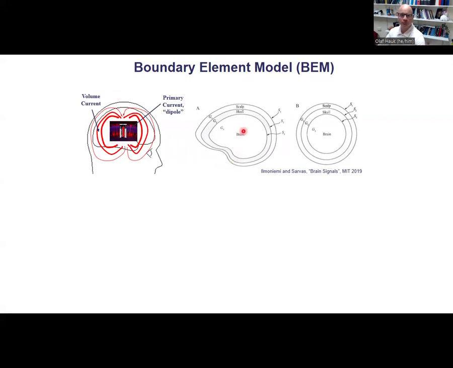In the boundary element approach, we assume that there are a few compartments which are enclosed within each other that have different types of homogeneous conductivity. Usually this is the brain, the skull, and the scalp. In this case, it looks a bit like a potato. It's supposed to look like a realistically shaped head. It could in principle be a spherical model as well, but at least that's the way we approximate the reality.